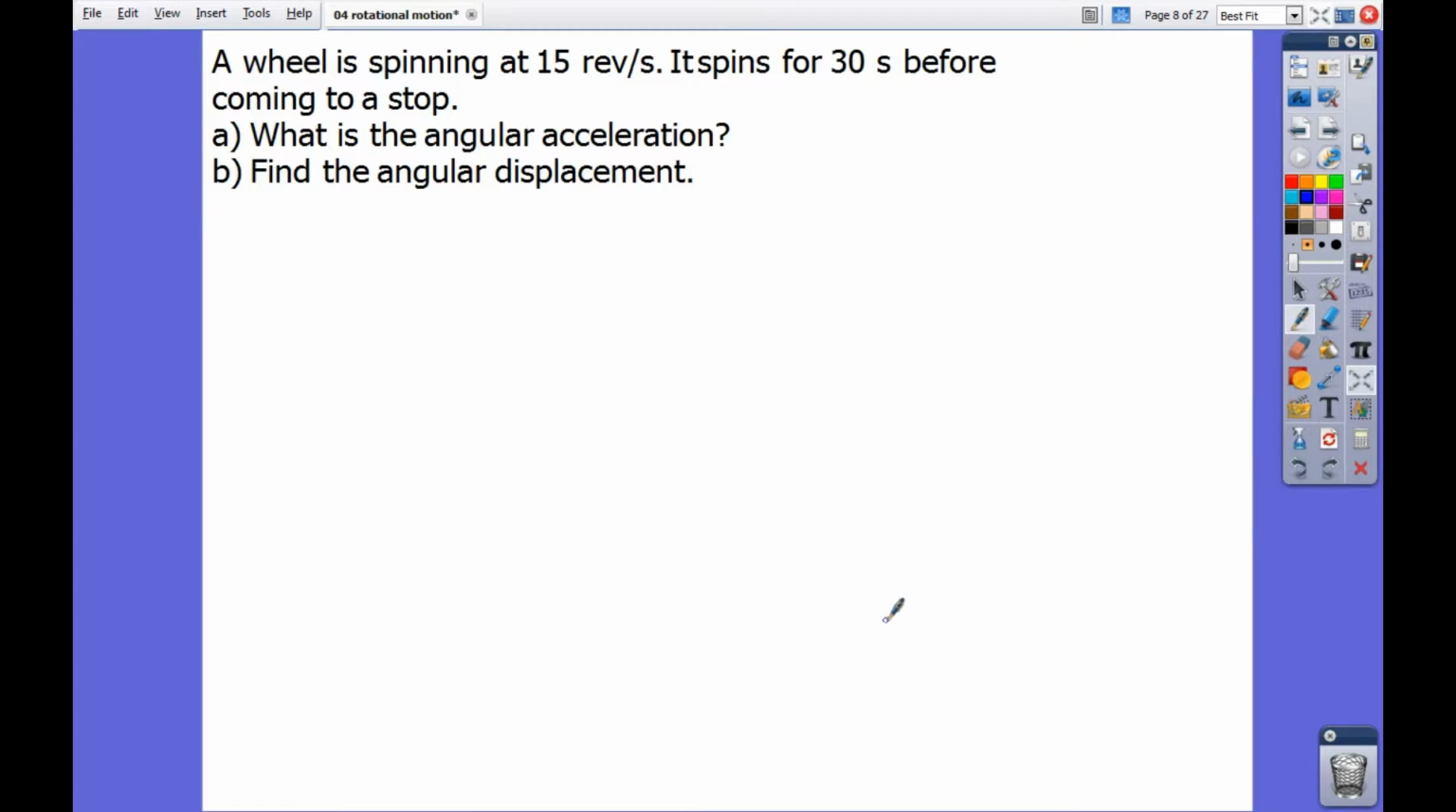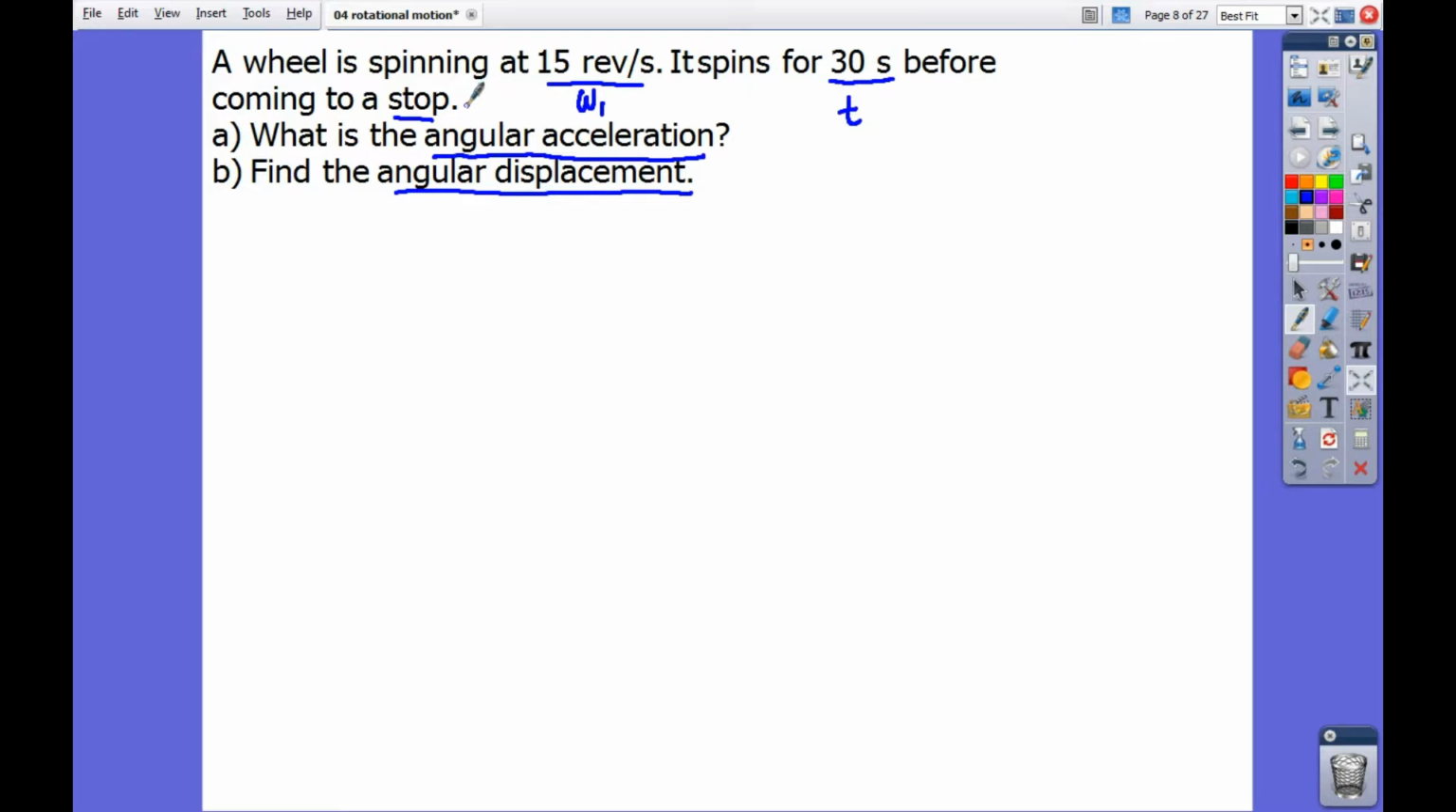Next, a wheel is spinning at 15 revolutions per second. It spins for 30 seconds before coming to a stop. What is the angular acceleration? And then find the angular displacement. So from here, we know that the initial angular velocity is 15 revolutions per second. Then the time elapsed before it stops is 30 seconds.